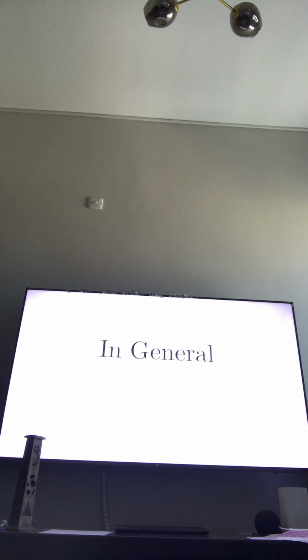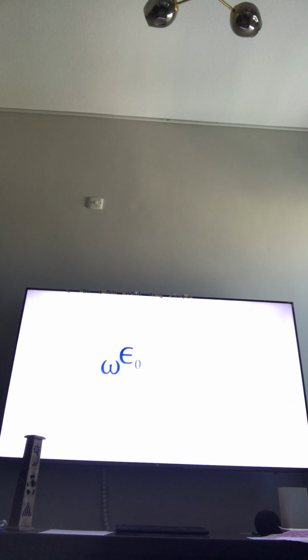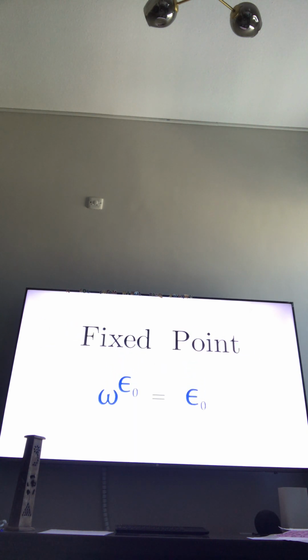In general, we can say f epsilon naught of n is equal to f omega to the omega to the omega to the omega, n minus 1 times. Omega to the epsilon naught is just going to equal epsilon naught. This is our first fixed point, because omega to the epsilon naught is just omega to the power of an infinite number of omegas. So adding 1 omega to the infinite stack of omegas won't be different from an infinite number of omegas.